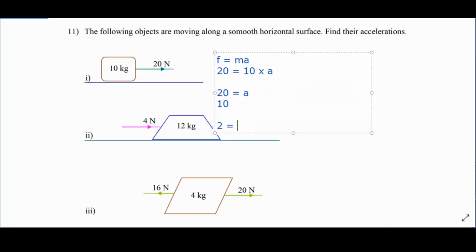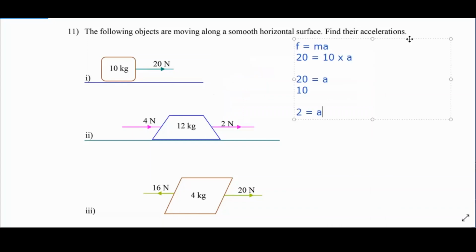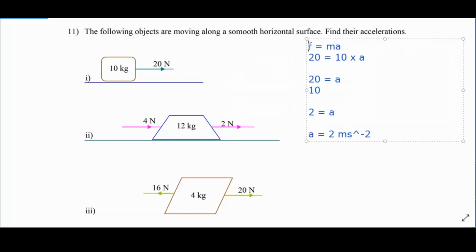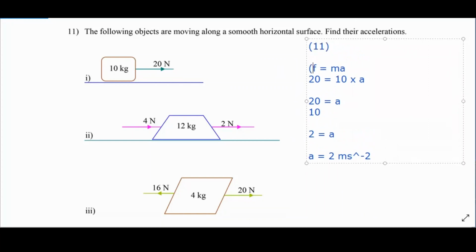So we got the answer as 2 equals A, but we should write one more step. We should write A equals 2 meter per square seconds. Please complete this here. This is the answer for question number 11, Roman number 1. Complete here quick.